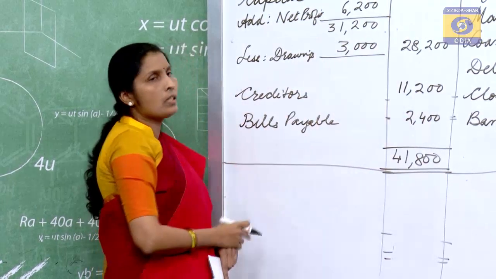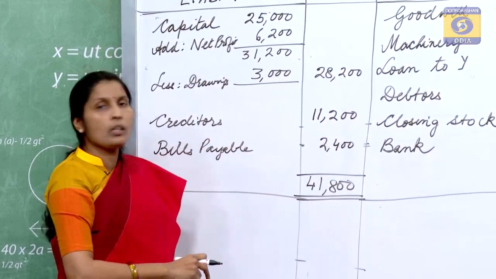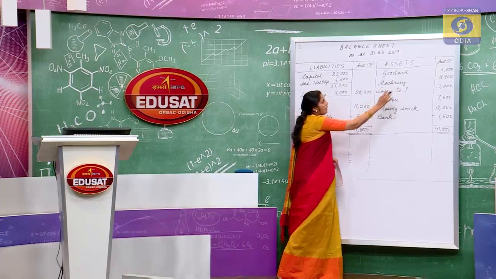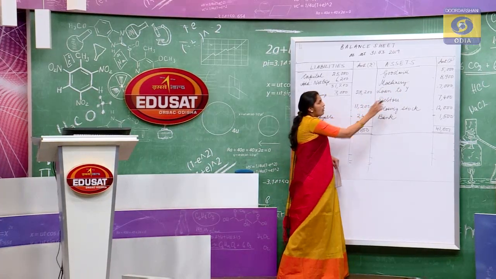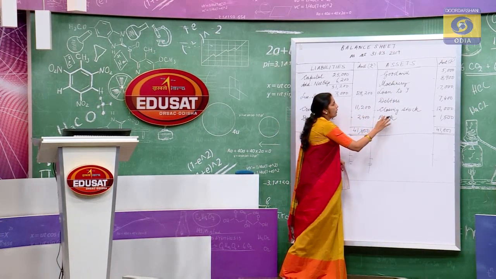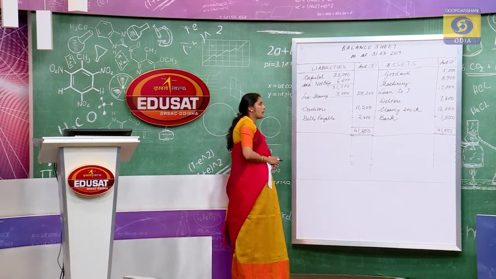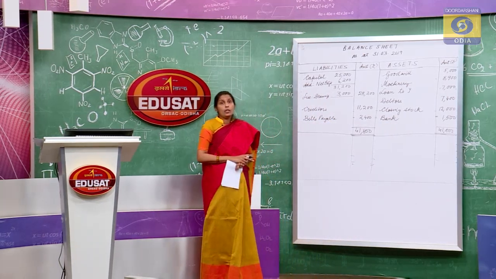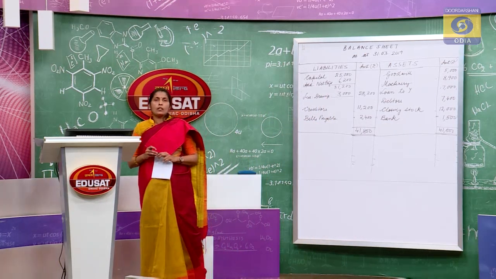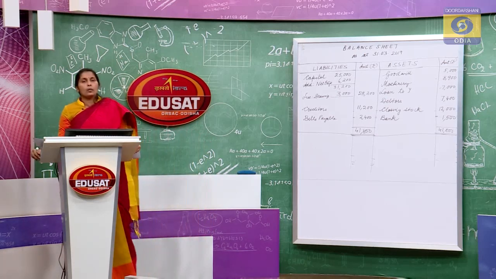We went to the asset side. On the asset side, we had goodwill of 5,000, machinery of 8,900, then loan to Y 7,000, debtors 7,400, closing stock 12,000, bank 1,500, and the total, as we can see on the liability side and the asset side, is 41,800. So, this was a full-fledged question that was worked out, and we have seen how we have prepared the trading and profit and loss account and the balance sheet.